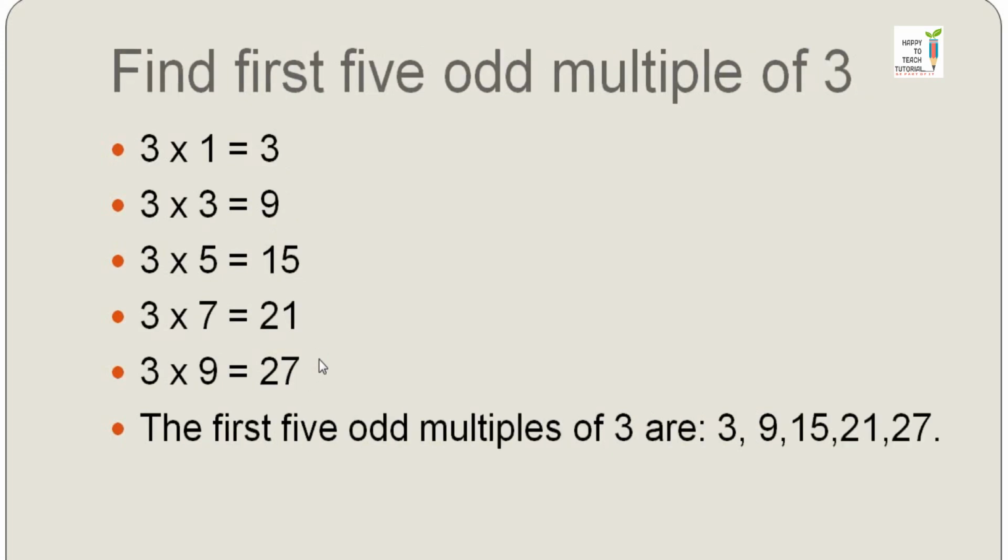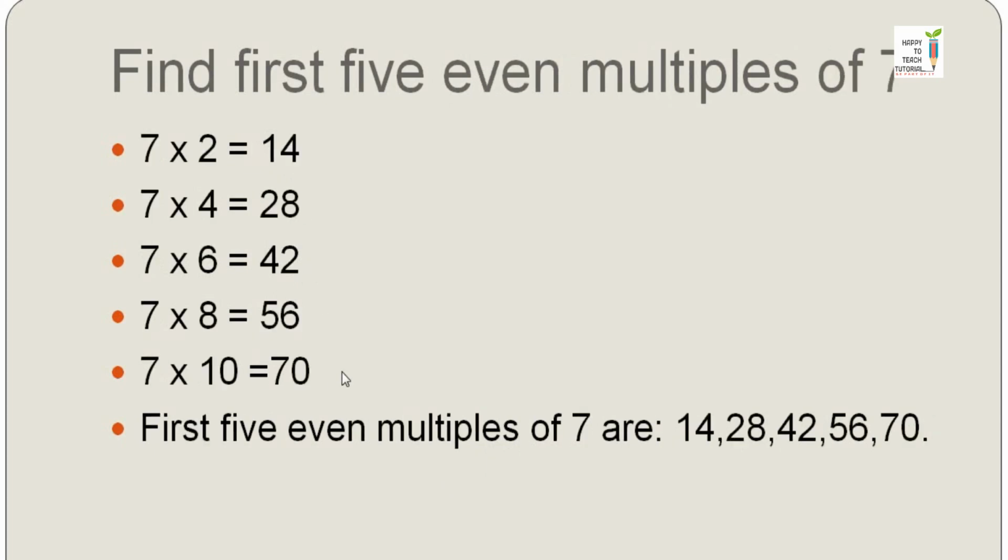Okay. Next, if we are asked to find the first 5 odd multiples of 3, for that, the first 5 odd numbers are 1, 3, 5, 7 and 9. Multiply them with 3. So we get the first 5 odd multiples of 3, which are 3, 9, 15, 21 and 27.